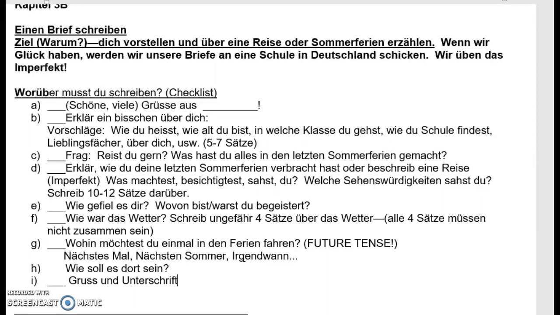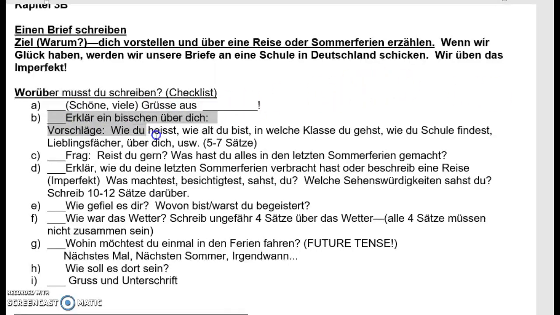The first is this letter, and the topic is to describe yourself or a trip about your summer vacation. And if you haven't had any, then I would suggest that you invent one. All right? So here is the checklist of things that you need to include in your letter. When you begin a letter, the first thing you do is say hello and send your greetings from wherever you're vacationing. That will be a part of everybody's letter.